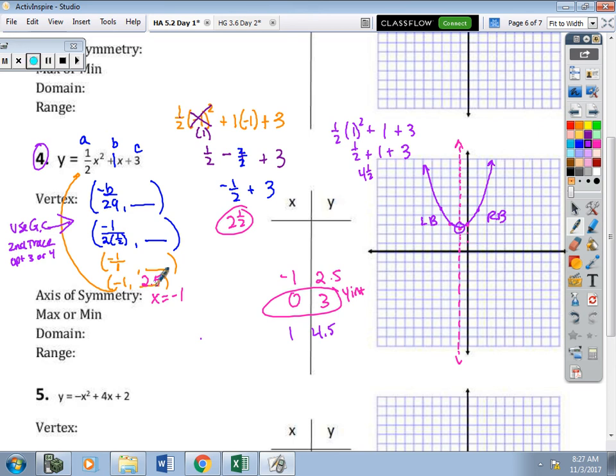Okay. So for this one we would say it's a min, obviously, domain -infinity to +infinity. And then our range this time would be what? Our range. What's the smallest the y value ever gets, and what's the largest? Jared? Bracket 2.5, infinity. Good.